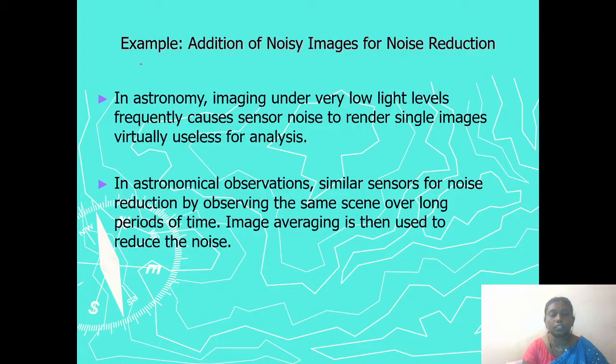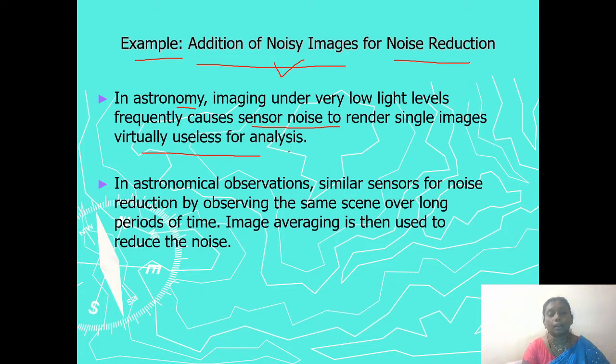So, we have seen the example of addition of noisy images for noise reduction. Where we use this, and how we apply it, I am showing an example. In astronomy, they mostly use this kind of noise reduction by adding noisy images. In astronomy, imaging under very low light levels frequently causes sensor noise, and it renders single images virtually useless for analysis.